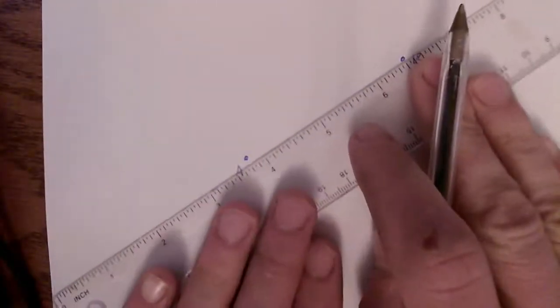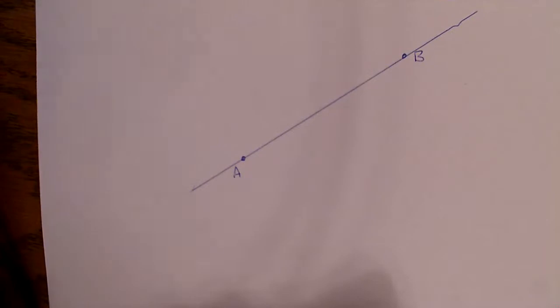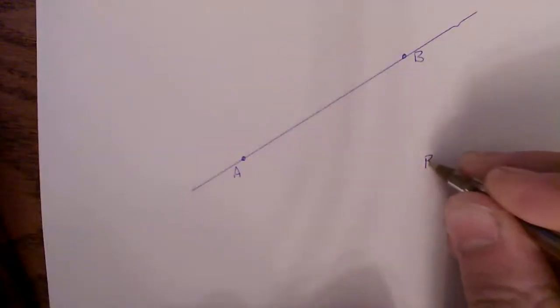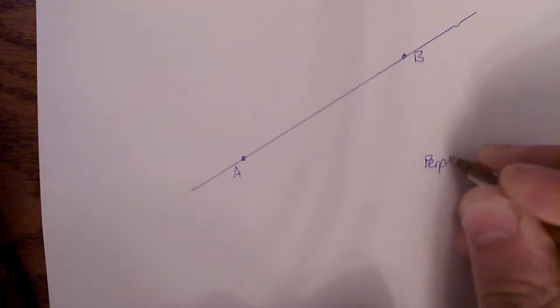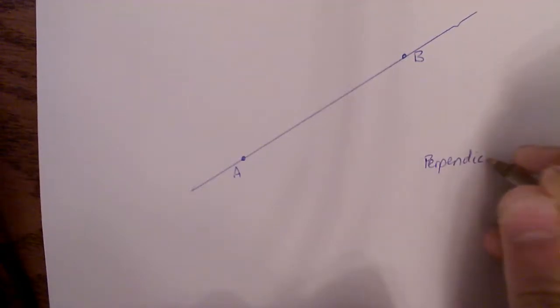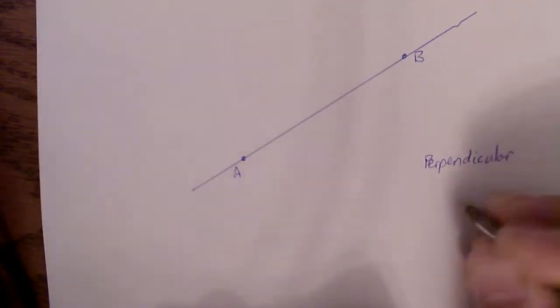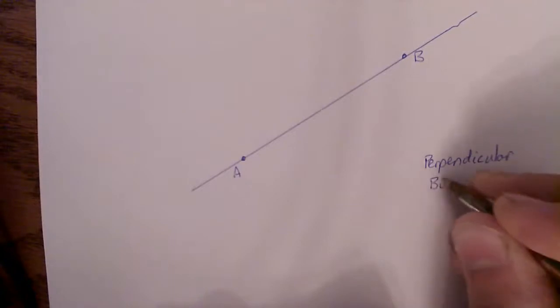So we have some line or some line segment, some bit of a line. And in this case, we've got the line AB. So when I talk about the line AB, that's that one. And we want to know about this thing here, which is the perpendicular bisector.